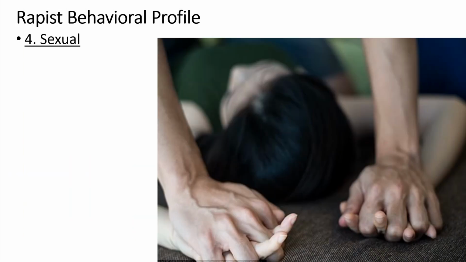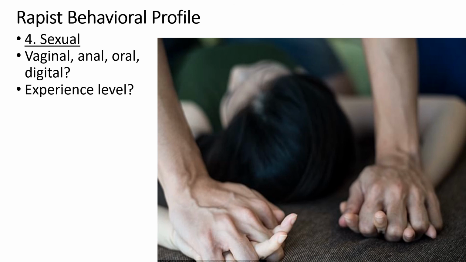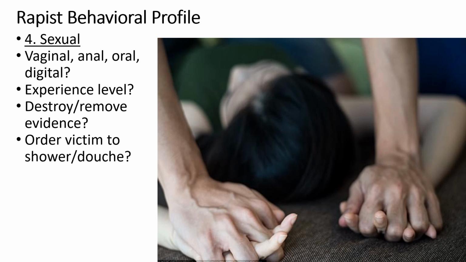And the fourth category is sexual. What does he do? Does he demand and attempt and succeed at forcing her to engage in vaginal sex or anal sex or oral sex or digital molestation? Does he seem to be experienced and know what he's doing, or does he seem to fumble around and not know what's going on? Does he destroy or remove evidence when he's done? Does he order the victim to shower or douche to destroy that evidence? Does he take trophies? And we've talked about that in an earlier segment.